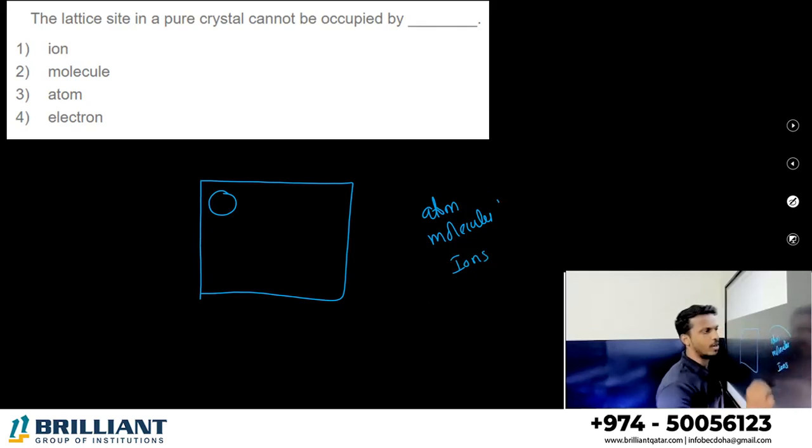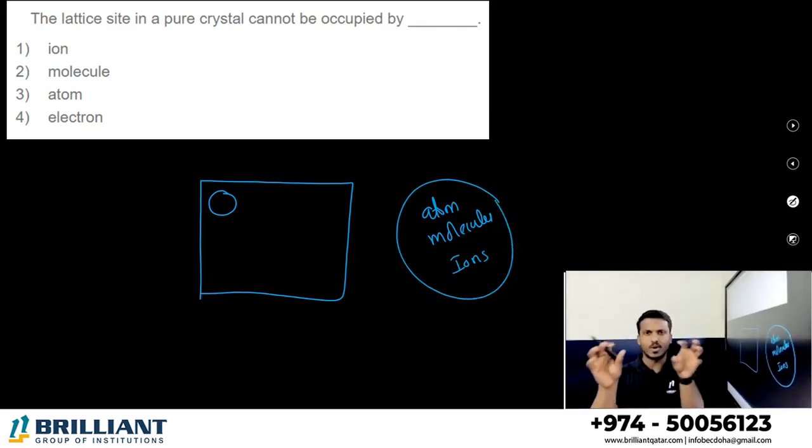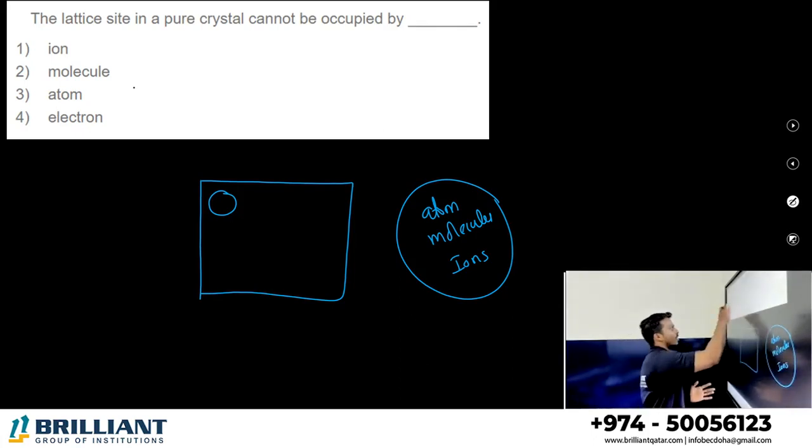These are the constituent particles. Lattice site: the crystal contains so many sites, that is called a lattice. The lattice sites are occupied only by constituent particles. So the answer is what? D.